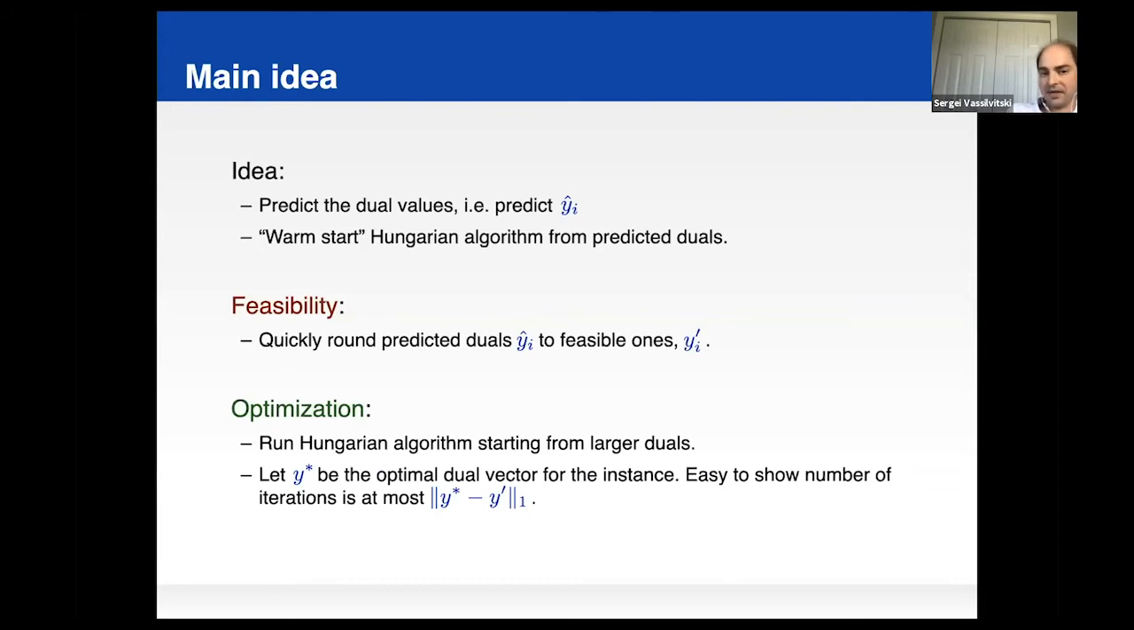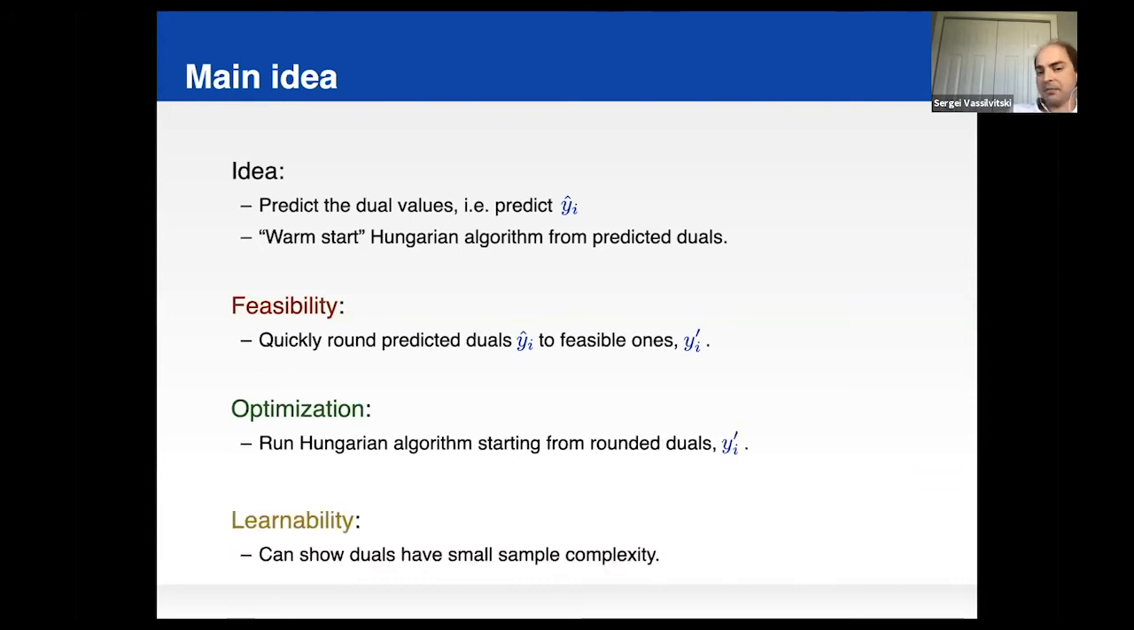So now I have these 3 steps. The thing that remains is learnability. I'm not going to talk about it here. We have it in the preprint, but you can show that learning these duals in particular has a relatively small sample complexity. So you should be able to do it quickly.